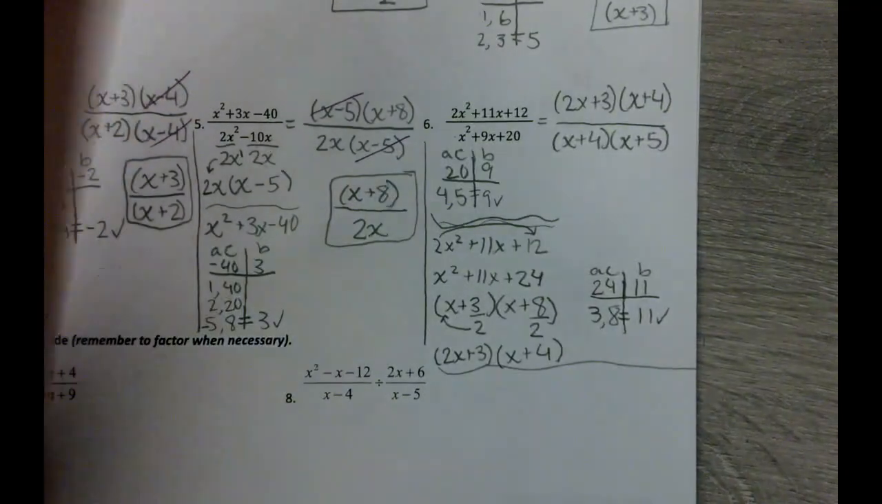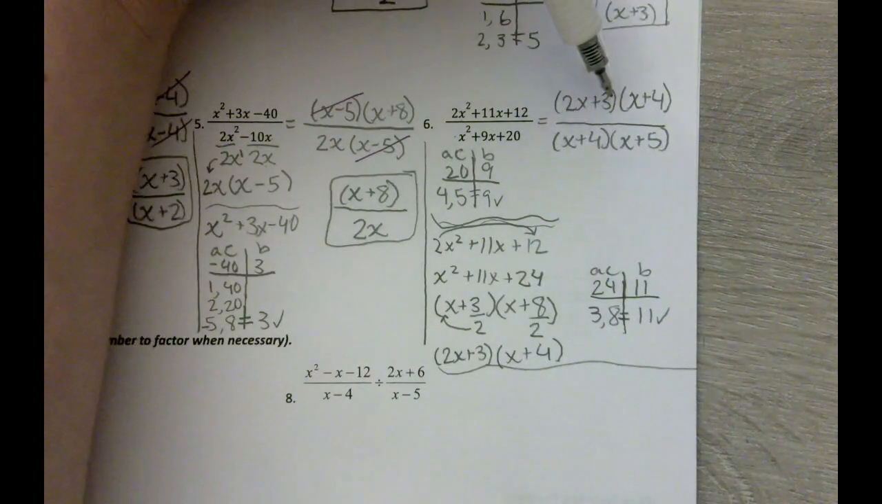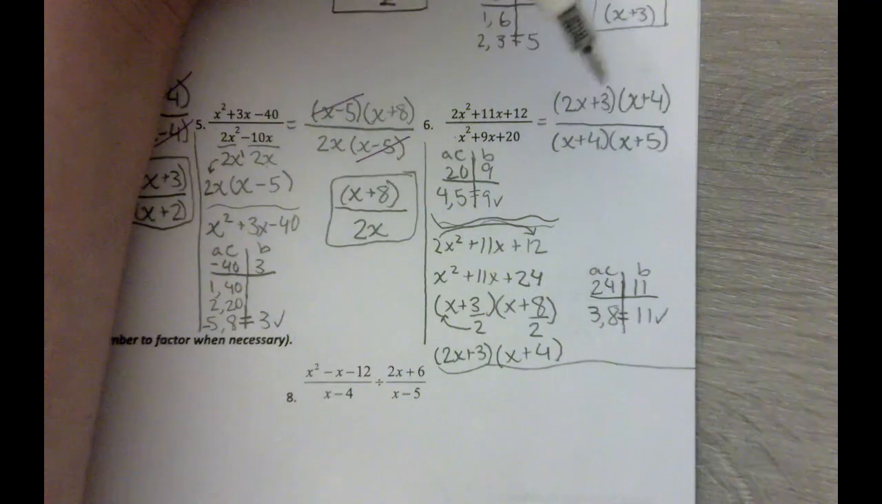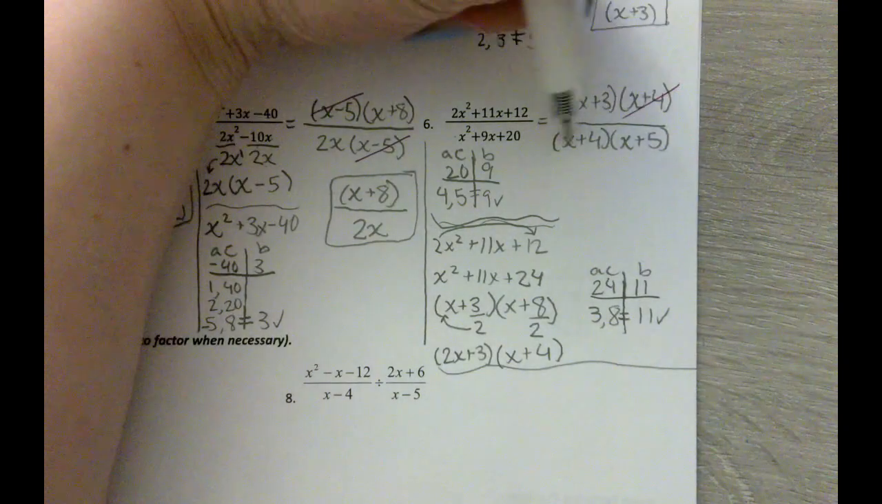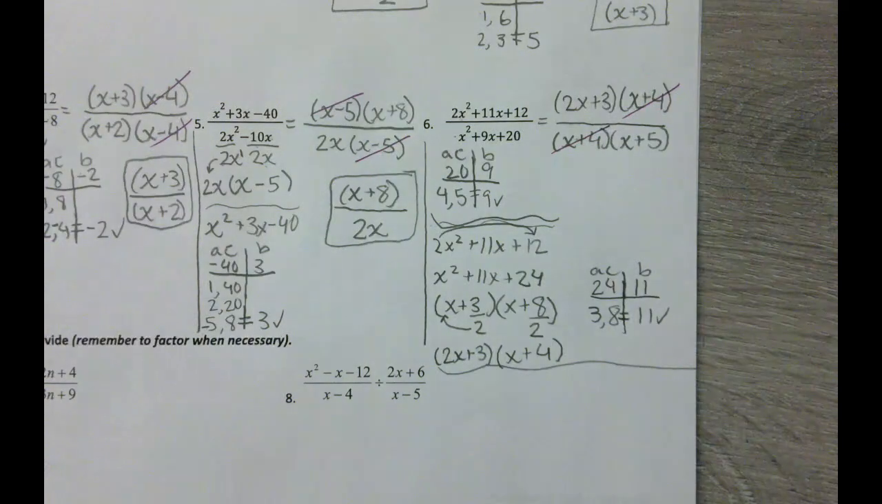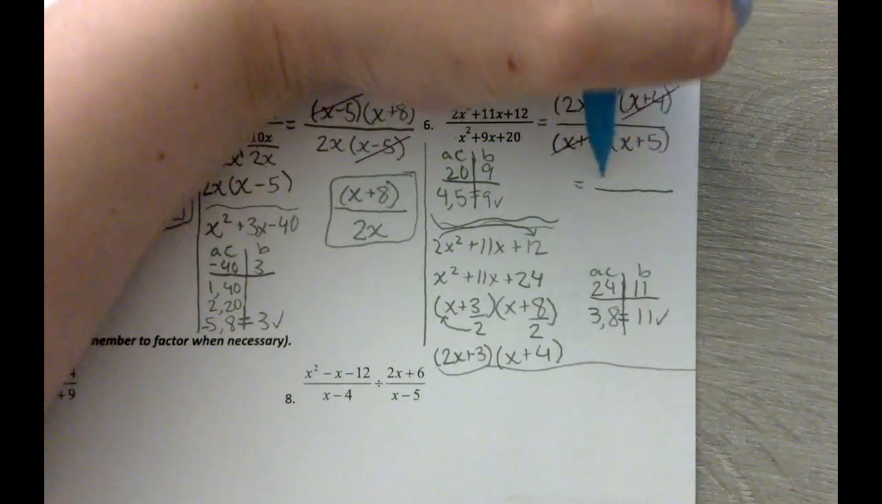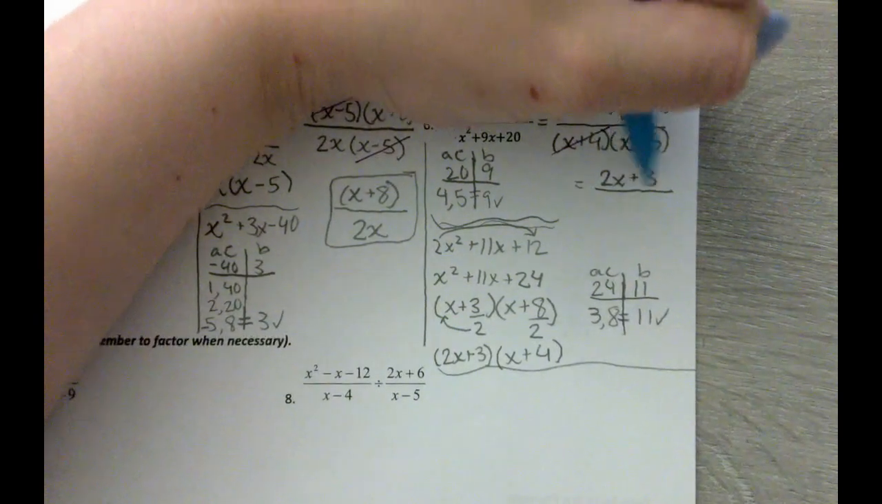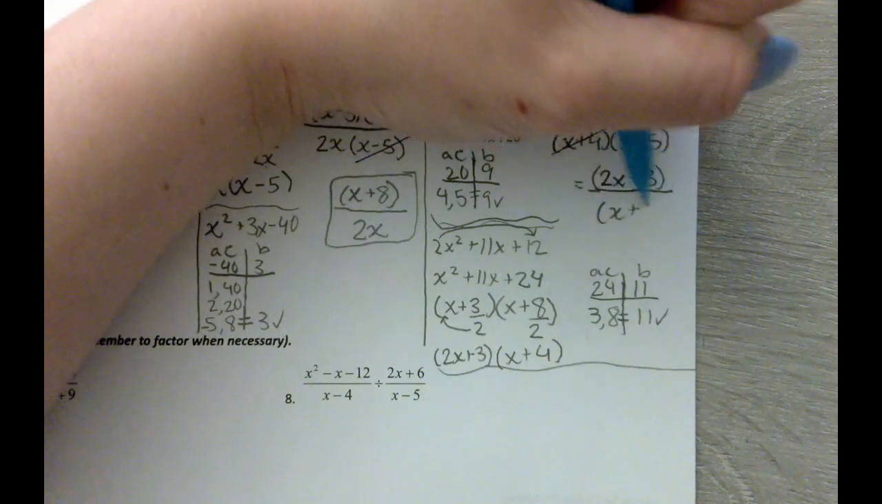Now we cancel. I always like to just go on the top and see what I have on the bottom. 2x plus 3 on top. I do not have that on bottom. x plus 4 on top and bottom. That cancels. Final answer: 2x plus 3 over x plus 5.